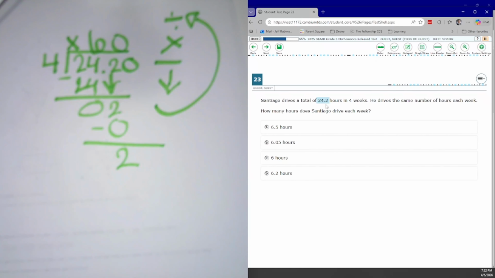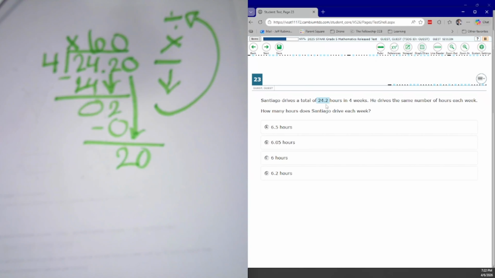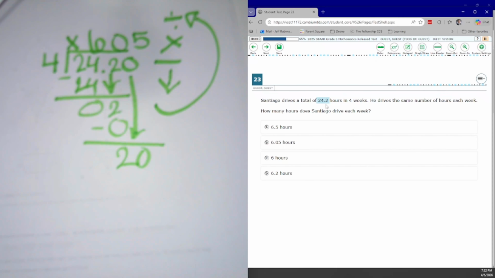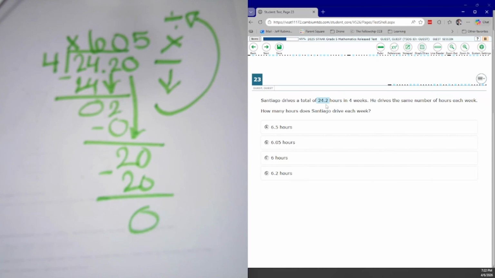And if I add a 0 at the end, my 2 now becomes 20. And I know that 4 goes into 20 5 times. And 5 times 4 is 20. I'm subtracting it and I get a 0. And now, because I have a 0 and I don't have a remainder, I am done with the first part of my problem. But guys, when I divide, my answer is supposed to get smaller. So there's no way that he drove 605 hours every week.